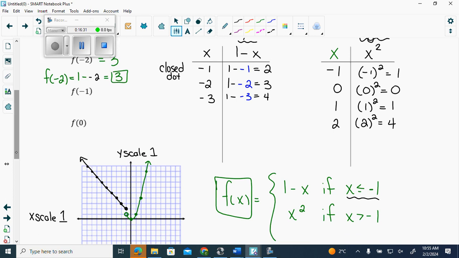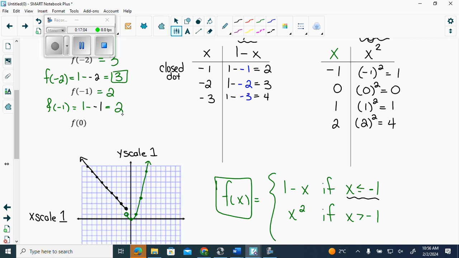So if I go to negative 1, closed dot would be 2. Do you see that? Negative 1 is 2. Which of those domains includes negative 1? The first equation, the top equation, or the bottom equation? The top, because it has that equal to sign, right? So it includes the negative 1. So I would plug it into that equation. So I go f of negative 1 equals 1 minus negative 1, which is 2.